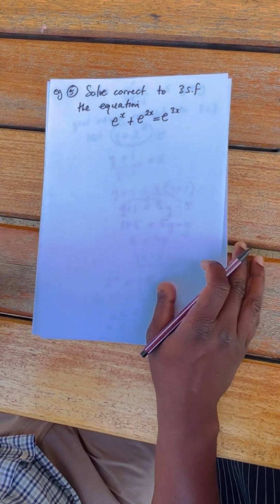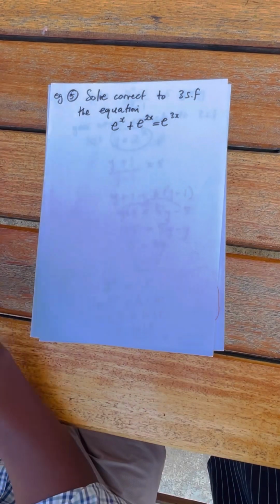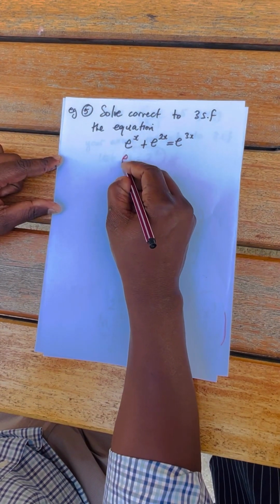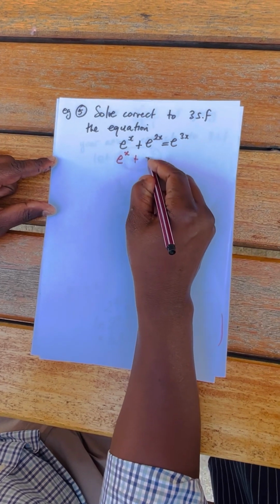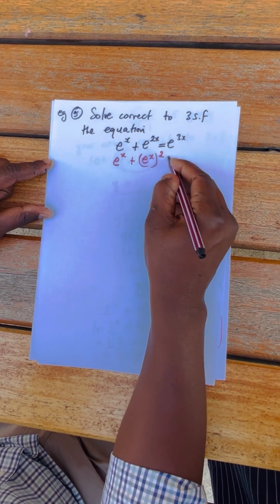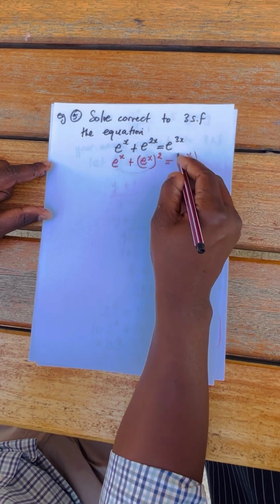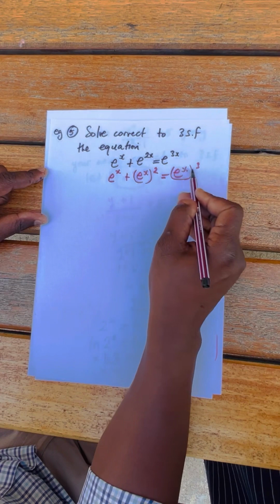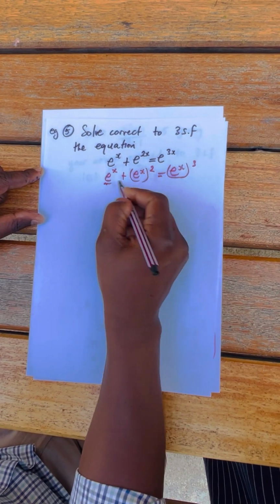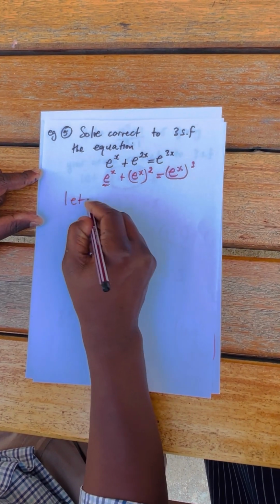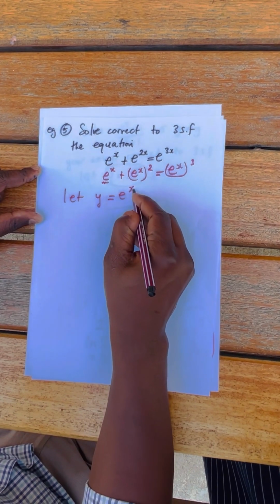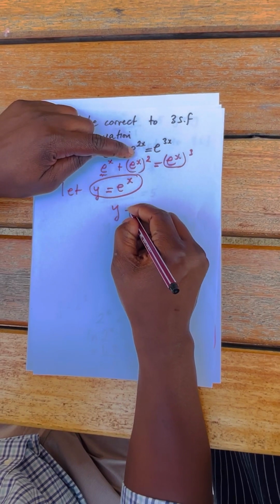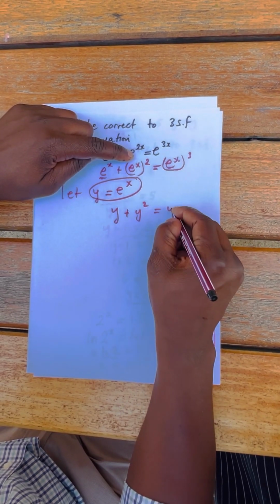In my example 5, you can see the common thing there is e to the power of x, because check, this is e^x plus (e^x) squared equals (e^x) cubed. Because this becomes e^2x, this becomes e^3x. So this is the one that's common, so that's my substitution. Let y equal e to the power of x. So this is y, this is plus y squared, this is y cubed.